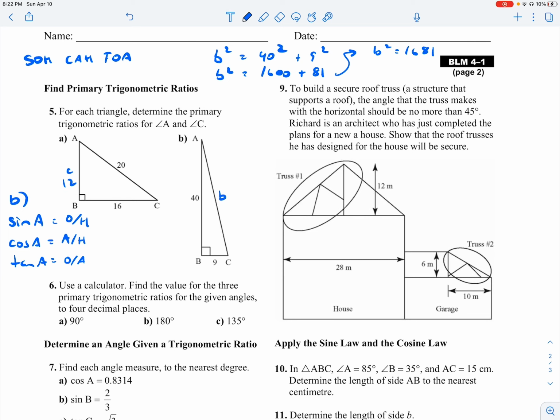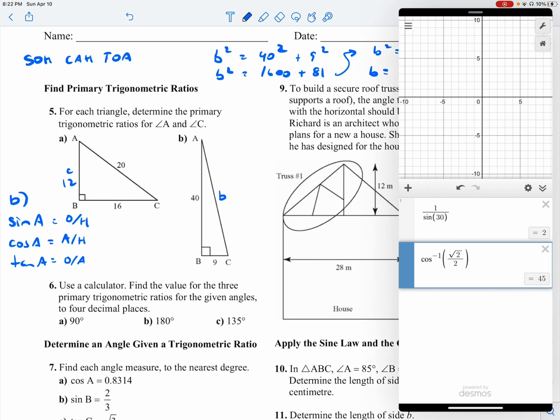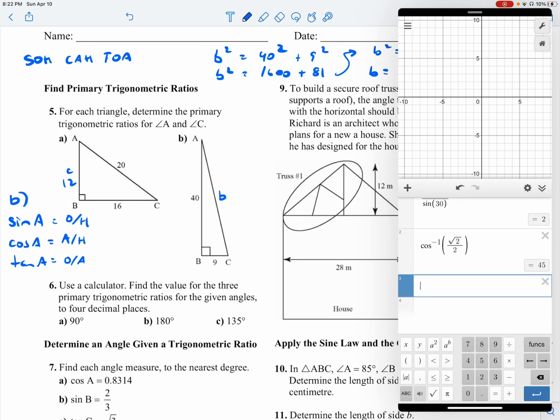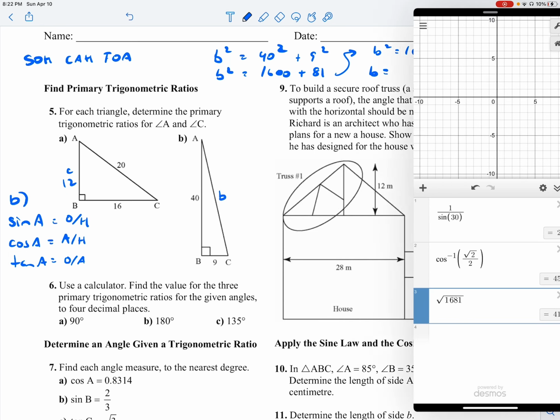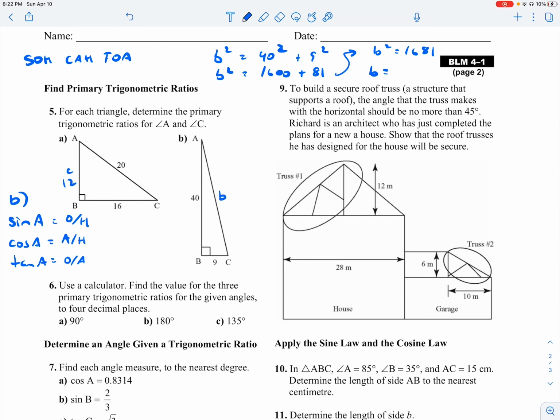Now we're going to try to simplify this. So 1681, that's going to be a little bit tricky to simplify. So let's go ahead and write the square root of 1681. It actually works out to a clean 41. So we know that B must be 41.